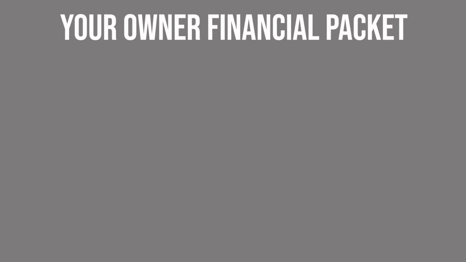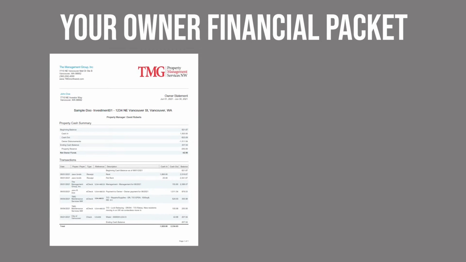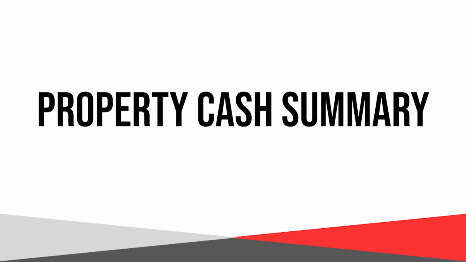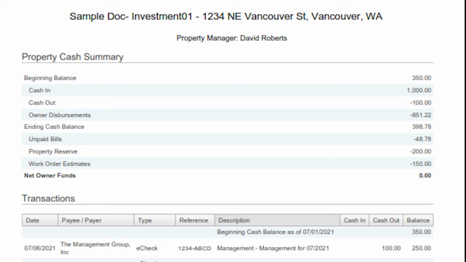Your financial packet typically consists of an owner statement and a cash flow statement. Let's look at the elements of an owner statement. The first report is the property cash summary. It consists of the beginning balance, which is the total cash on hand at the beginning of the month.